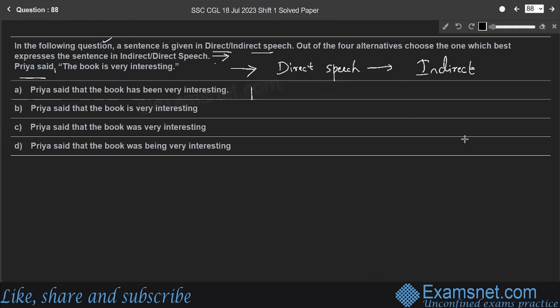Here the subject is Priya. So Priya said, and since it is indirect speech, write that. Priya said that. In the direct speech, the book is in the present tense, so it should become past tense. The book was. Priya said that the book was very interesting.